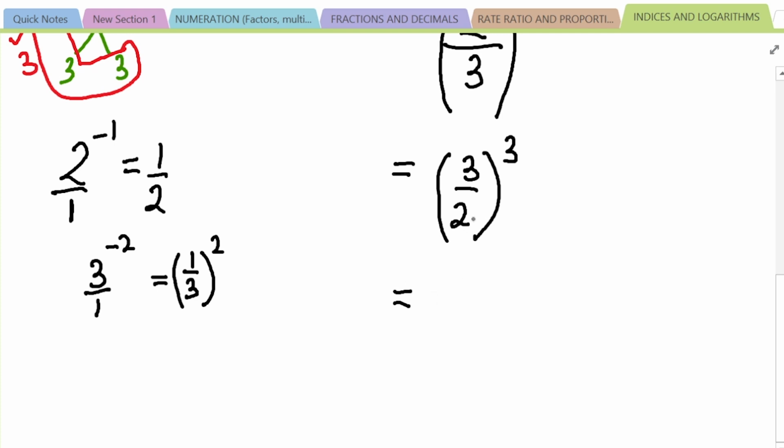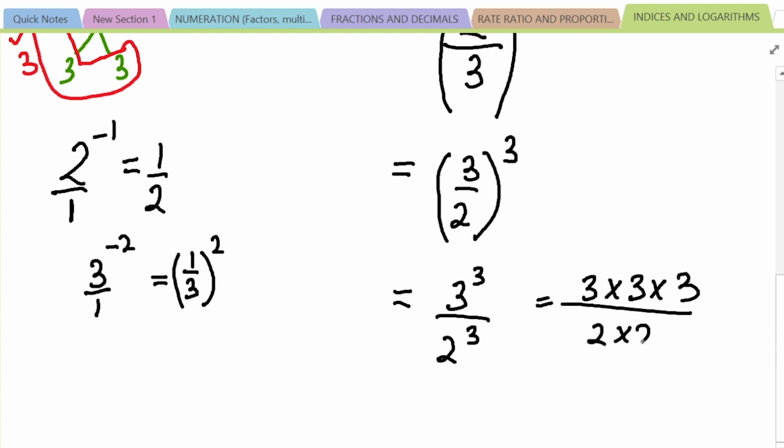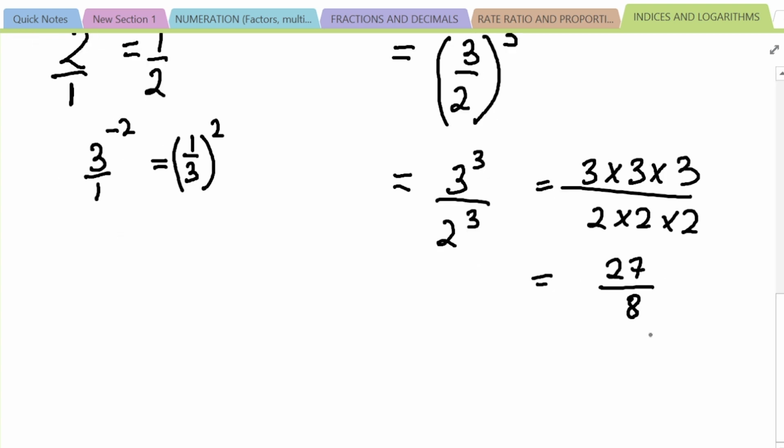So this is going to be equal to, of course, this is the same as 3 to the power 3, divided by 2 to the power 3, and this is going to become 3 times 3 times 3, divided by 2 times 2 times 2, and our answer shall be 27 over 8, and that's the answer.